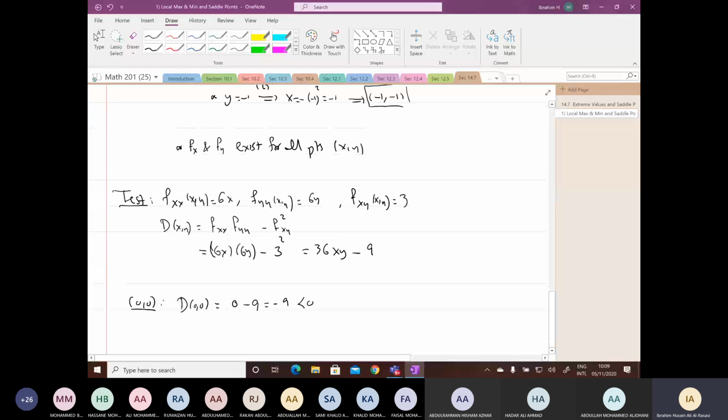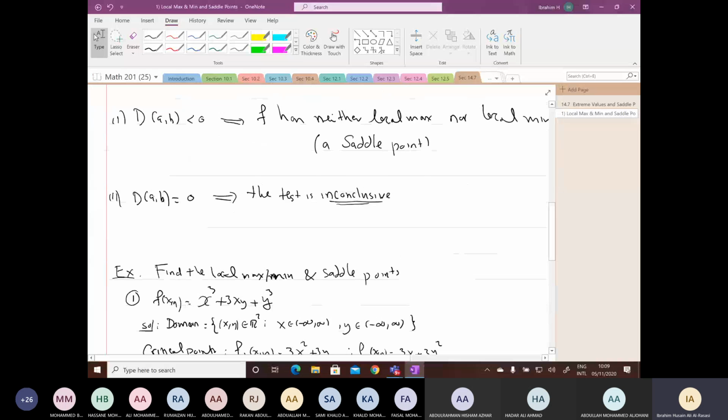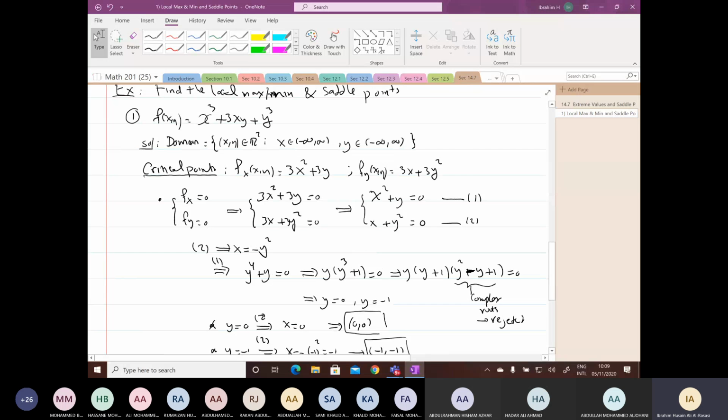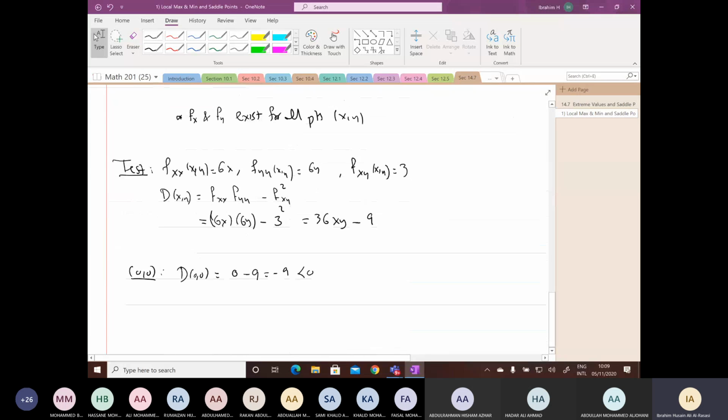If it is negative, what is the conclusion of the discriminant test? If the discriminant is negative, then the function will have a saddle point at that point. So here we have the following: f has a saddle point.